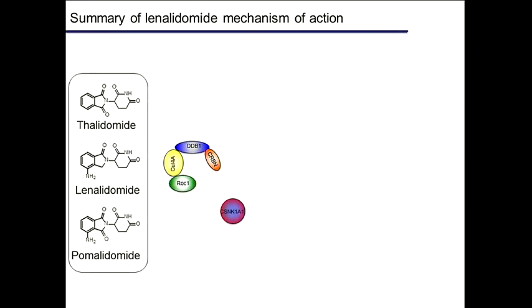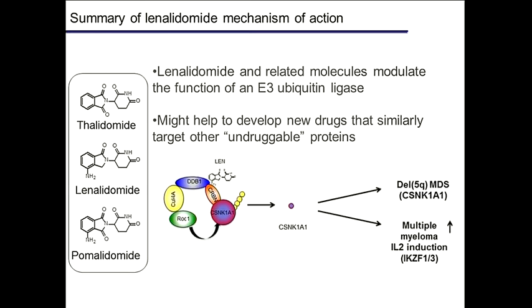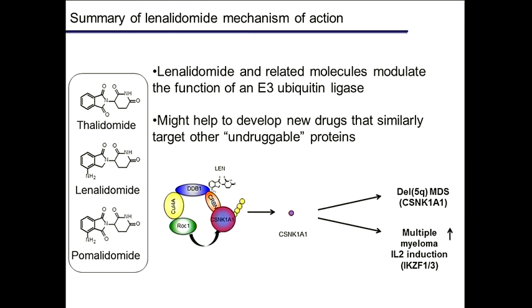So this is our mechanism now: lenalidomide binds to cereblon, and in the presence of the drug that increases the affinity for casein kinase 1 alpha as well as IKZF1 and 3, resulting in ubiquitination and degradation of those targets, and their efficacy in del(5q) MDS as well as multiple myeloma. And these are the first molecules that modulate the function of an E3 ubiquitin ligase, or at least the first drugs. And we've got early data now that modifying this molecule further will lead to degradation of different substrates, and that there may be a potential now to make new drugs that modulate ubiquitin ligases in different ways.